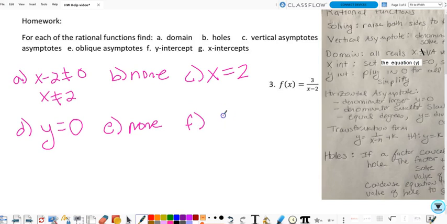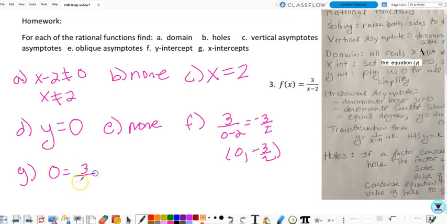Y-intercept is when x is 0. That's -3 over 2. So the point 0, negative 3 over 2. X-intercept is when your whole equation equals 0. 0 times the denominator, 0. 1 times 3, 3. Wait, that doesn't make sense. 0 equals 3? No. So there's no x-intercept, which makes sense if the horizontal asymptote is the x-axis.